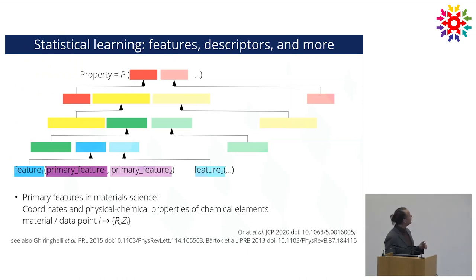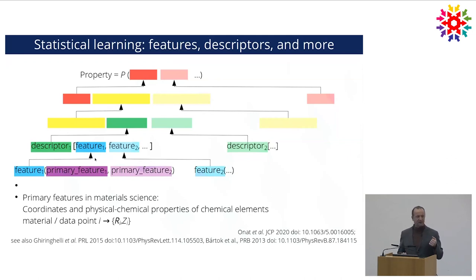Right? You see that the schema is always the same. The feature is a function of primary features, and then you have another feature that is also a function of other primary features, and all together are input to another function. In this case, the function we call descriptor. So when you combine features, we get a descriptor. Typically, a descriptor is a multidimensional object. Typically, a feature is a scalar object, but doesn't need specifically to be. But in any case, the descriptor is almost always a multidimensional object that is an array of features.